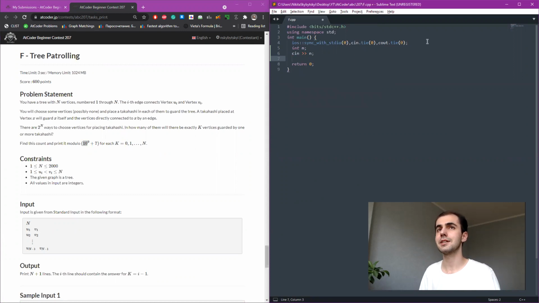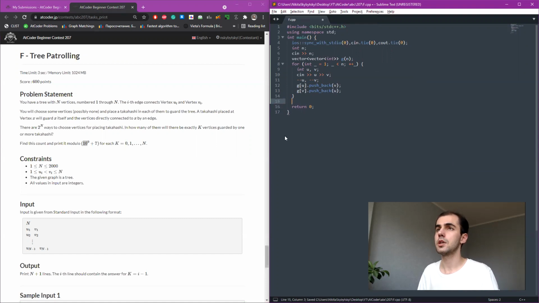So we have a tree with n vertices. Each edge connects two vertices. Okay. Hopefully it's some easy DP on the graph that we can quickly solve, because if it's not, then I'm going to be kind of disappointed to live without solving F. That's kind of what you want to do if you're making an educational video.